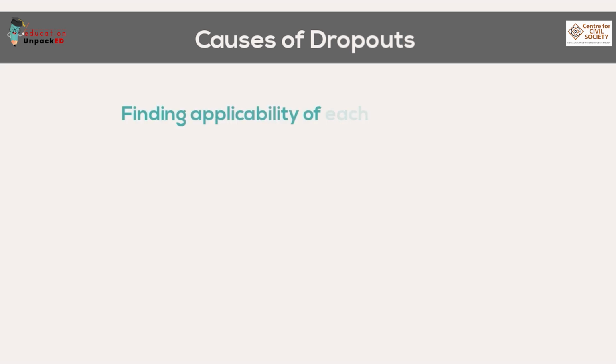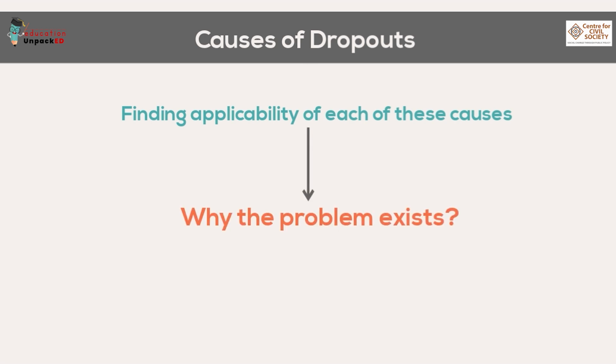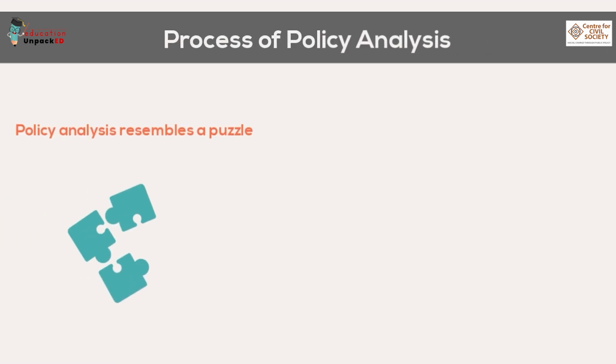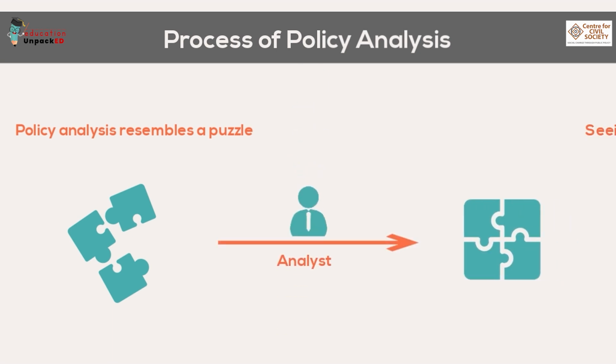Finding out the applicability of each of these causes helps us figure out why the problem exists and how it may be solved. In a way, policy analysis resembles a puzzle with many pieces, and as an analyst, you have to put them together to see the big picture.